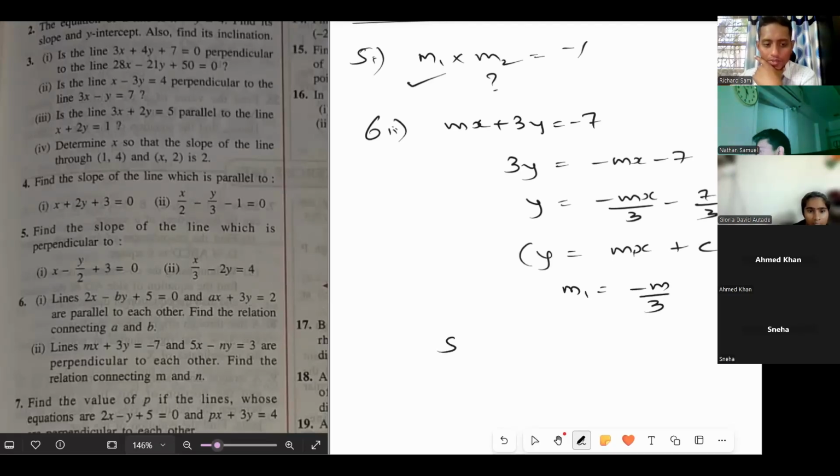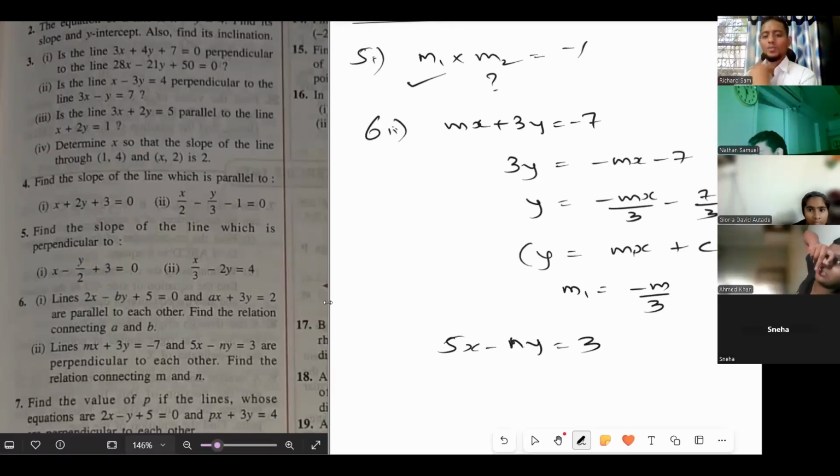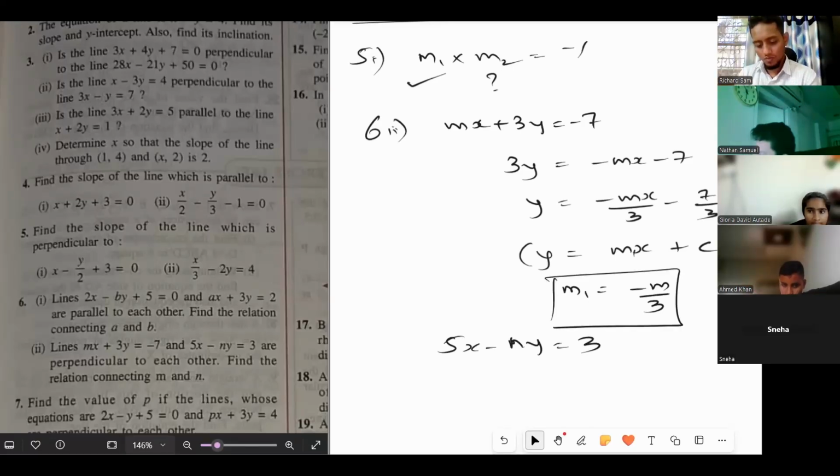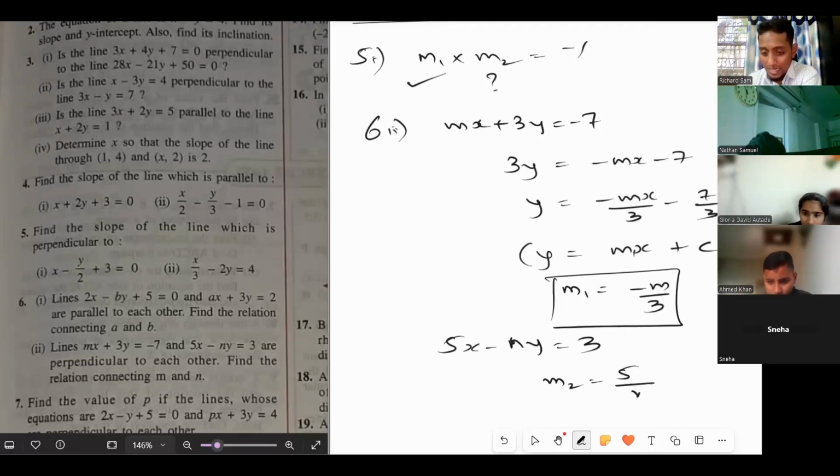And the second equation, 5x minus ny is equal to 3. For that also you find what is that m2. Okay, do this and tell me what the answer is. Find m2 first. Did you get m2? What is m2? 5 upon n. Did you all get this?